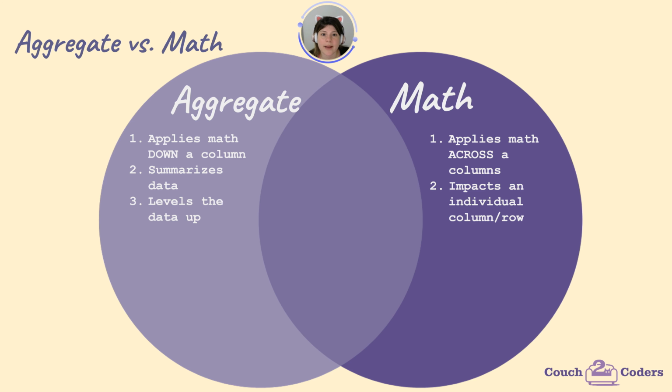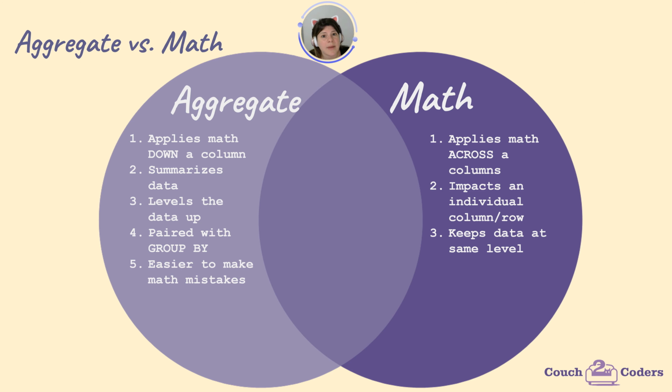When we talk about anything with aggregate, that's something with group by. And we know with group by, that means that we're going to be leveling up our data. We're going to go from something that's really zoomed in and we're going to zoom out. The data is going to be rolled up to a higher level. In comparison with regular math, this keeps our data at the same level, so we're not losing any level of detail. Aggregate functions are always paired with a group by. It's also easier to make math mistakes when we're looking at something with a group by.